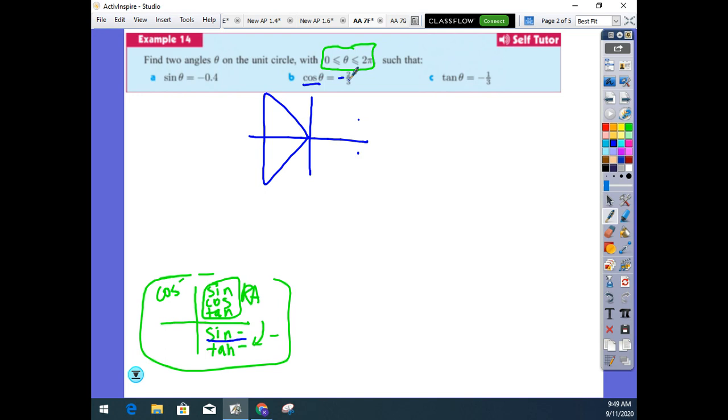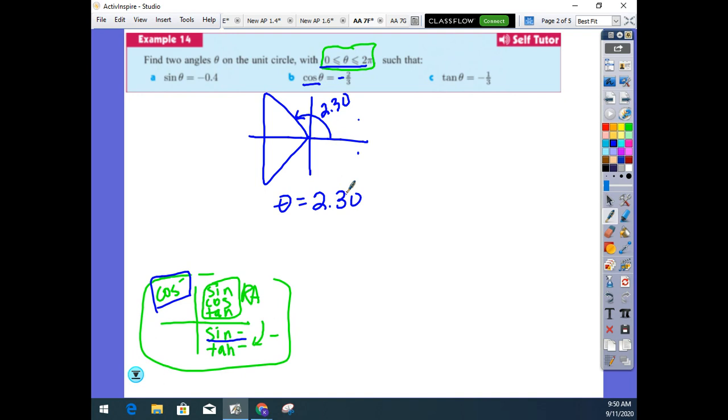Nope, just a minute. I didn't get the second in. Negative 2/3. I get this angle right here, because remember cosine when it's negative gets put in the second. This is 2.30. Okay? That's actually my first answer because that's between 0 and 2 pi. That's the easy one.